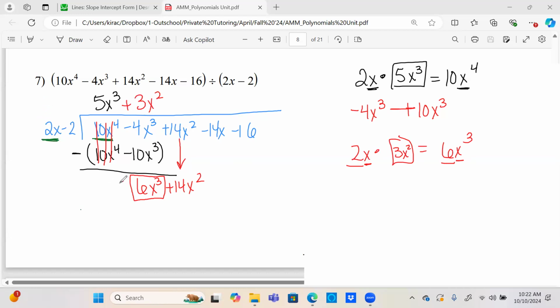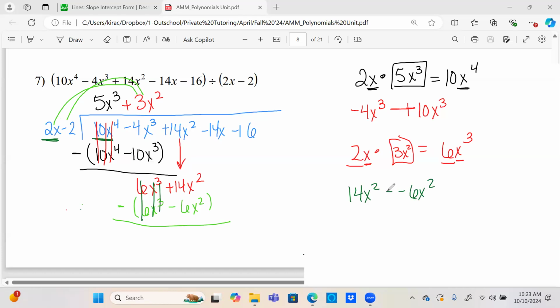And let's do that. That would be 6x cubed. Multiply this guy as well. Negative 6x squared, and we're going to subtract that entire result. The first component should cancel out. It does. And be very careful. This is 14x squared minus negative 6x squared. So that would turn to plus and be 20x squared. Drop down.